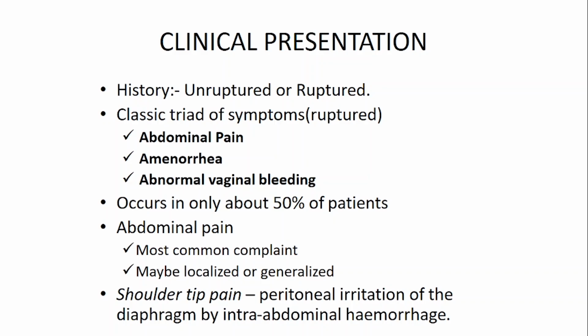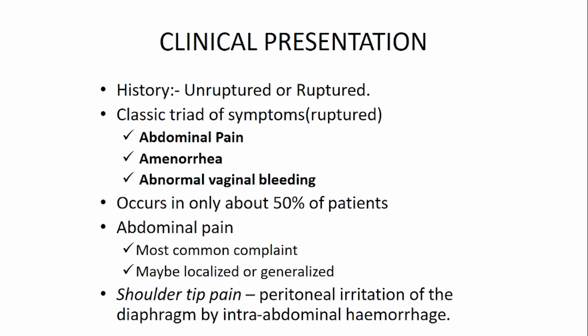Now, what is the clinical presentation? I've said earlier in the pathology that tubal ectopic pregnancy may be unruptured or ruptured. In other words, there may be no symptoms before rupture. The rupture is perhaps more common of the two. The classical triad of a ruptured tubal pregnancy is abdominal pain, amenorrhea, and abnormal vaginal bleeding. These occur in about 50% of patients. It is rather important to know that abdominal pain is the most common complaint.